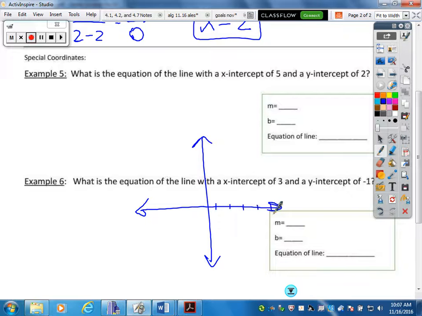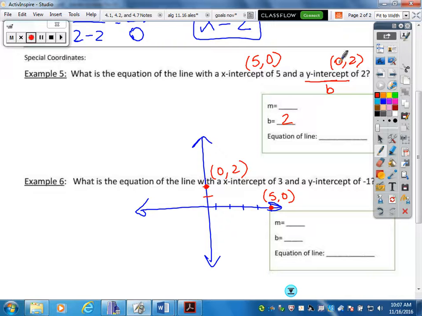So if an x-intercept of 5 is what we've got, that means the line's going to go through the point 5, 0, because y is always 0 for an x-intercept. So I've indirectly given you the point 5, 0. I've also indirectly given you the point 0, 2 because a y-intercept of 2 means it's going through this point. By the way, I've also really given you b, haven't I? Because b is the y-intercept. So we know right away b is going to equal 2.